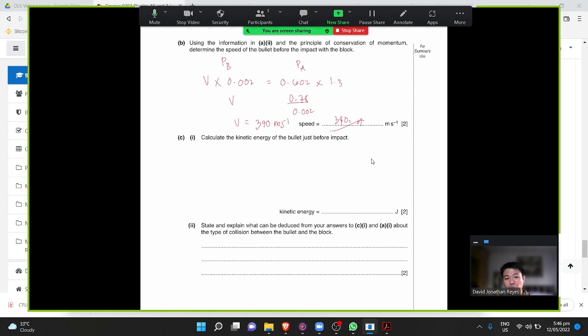All right, and the last one is that we want to find the kinetic energy before the bullet hits the block, before the impact. So that gives you KE equals 1 half mv squared. Use the speed that you've solved earlier. 1 half times 0.002 times 390 squared. Square this times 0.002 divided by 2. So, the total kinetic energy is 152 joules. This is how you solve this problem.